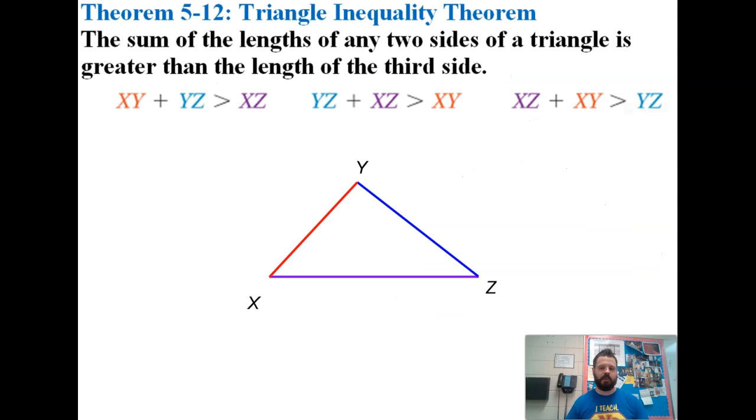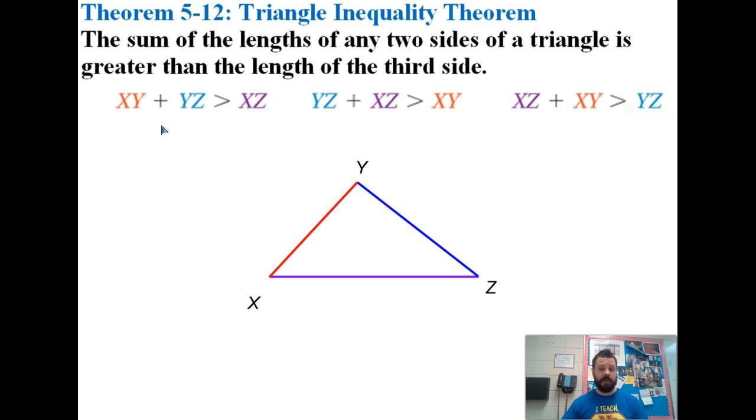Now the other theorem we're going to talk about today is going to use inequalities to give us ranges of possible side lengths for triangles. Okay, we're going to call it the triangle inequality theorem, and it just states that the sum of the lengths of any two sides of a triangle is greater than the length of the third side. Okay, so if I have my triangle here, what this theorem is saying is that no one side can be bigger than the other two.